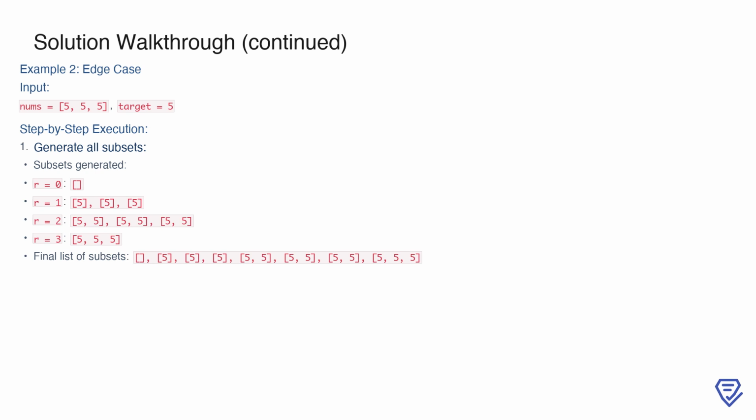For r equals 2, the subsets are [5, 5], repeated 3 times due to the repetition of elements in the input. Finally, for r equals 3, we have the subset [5, 5, 5], which includes all elements. The complete list of subsets is [], [5], [5], [5], [5, 5], [5, 5], [5, 5], [5, 5, 5]. Notice that some subsets are repeated due to identical elements in the input array.